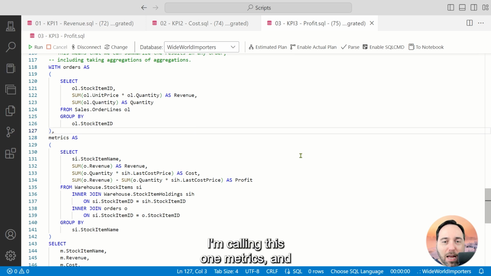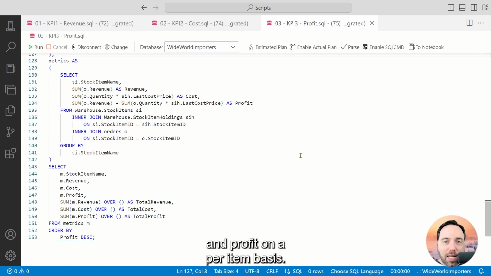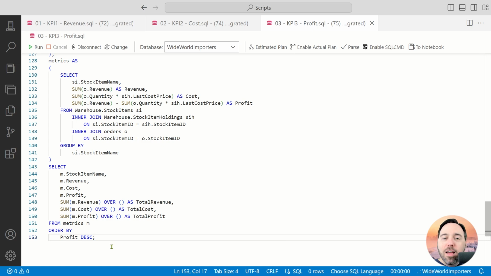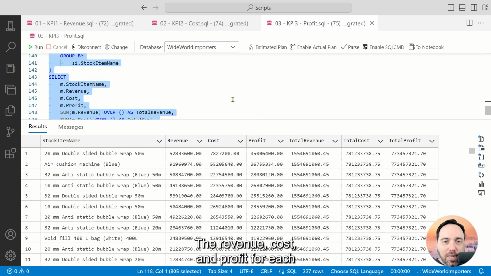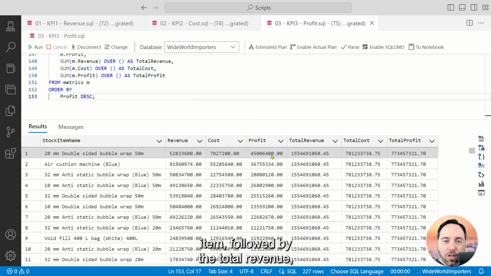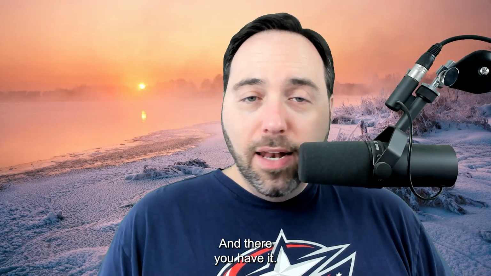I'm calling this one metrics, and it gives me the revenue, cost, and profit on a per item basis. We have the stock item name in the select columns, so we will need to include it in the group by clause as well. Finally, in the main query, we show revenue, cost, and profit, as well as a window function summing revenue, cost, and profit over all records. If I run this query, I get exactly what I'm asking for, the revenue, cost, and profit for each item, followed by the total revenue, total cost, and total profit. And there you have it.